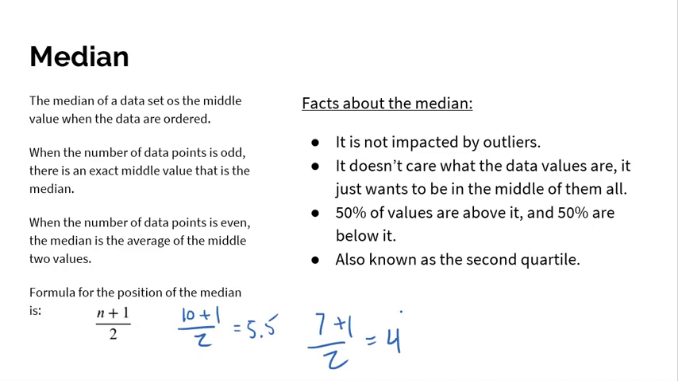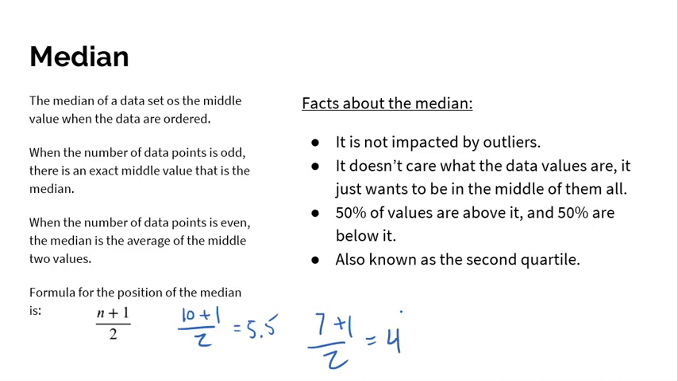So what are some facts about the median? First, it is not impacted by outliers. Remember, the formula actually doesn't take the values into account. There is no formula to find the median. You guys got to go find it. It's the dead middle, so the actual values themselves don't impact the median at all. It's always going to be smack dab in the center.